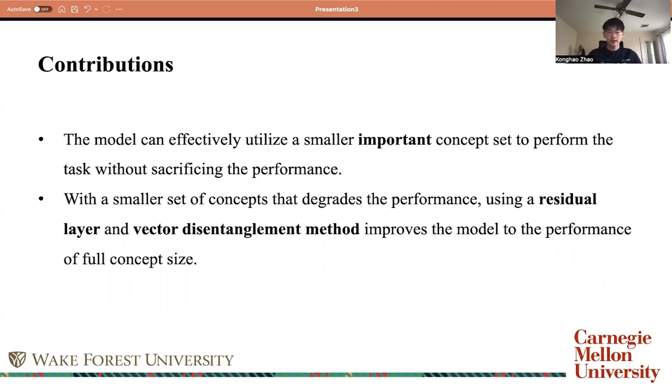Our study showed that the model can effectively utilize a smaller set of important concepts to perform the task without sacrificing performance. With a smaller subset of concepts that degrades the performance, using a residual layer and vector disentanglement methods improves the model to the performance of the full concept size.